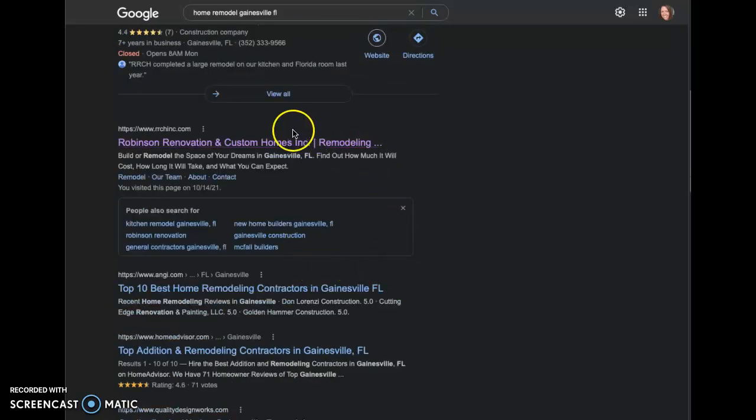The next thing we have is called the organics listing. So it's really important to be on the first page of this as well. Again, ideally in the top three, so you're super easy to be found and people don't have to scroll through pages to find your company.